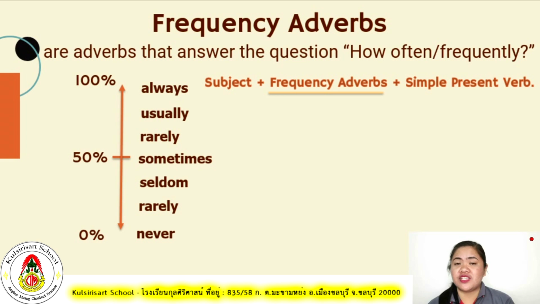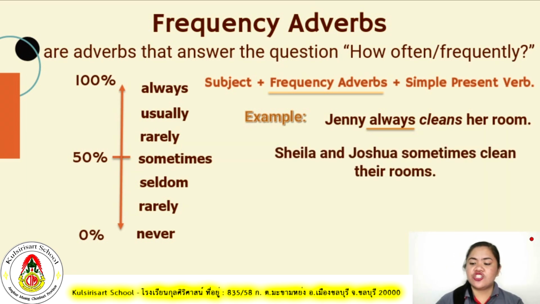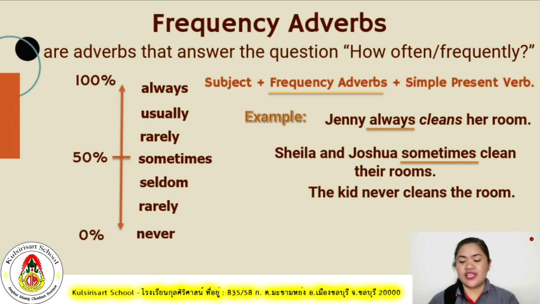When we talk about frequency adverb, it should come where? Between, before, or after? Very good. Between the subject and the verb. So we have here the examples. Jenny always cleans her room because Jenny is only one. So verb plus S. Next, Sheila and Joshua sometimes clean their rooms. Next, the kid never cleans the room. So our subject here is the kid and our frequency adverb is the word never. So of course, since our subject is only one, the kid, our verb must have S. So we have here clean becomes cleans.